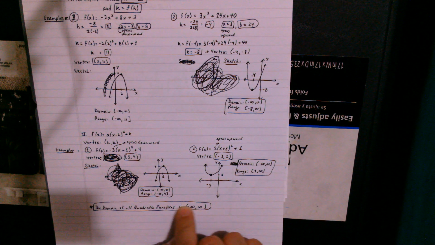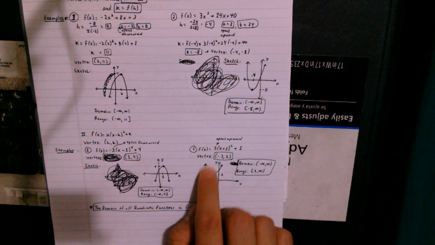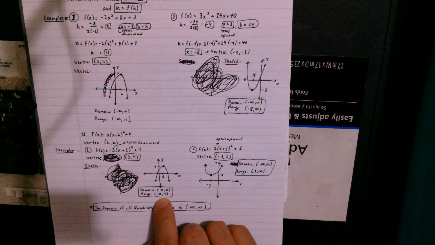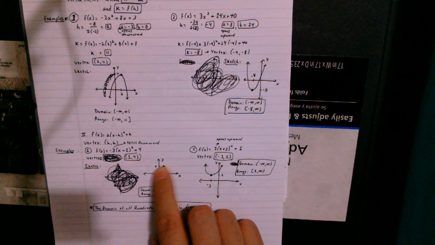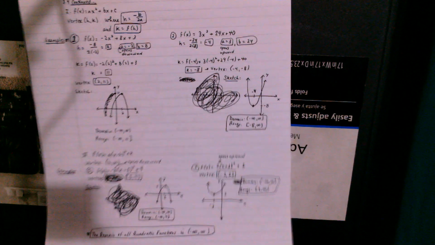And the domain of all quadratic functions is negative infinity to infinity. The range depends on whether it's going up or down. If it's going up, essentially it's going to be from that number up to infinity. If it's going down, it's from negative infinity up to that number. So it just depends.